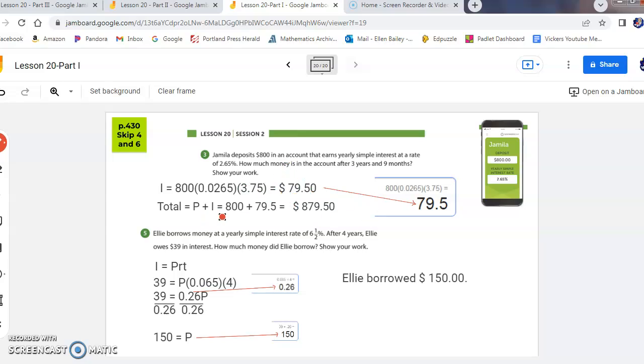And then I added the principal plus the interest to get the total. So right here, write everything down, but this is the answer. And then right here, I'd like you just to copy everything here and get the answer in.